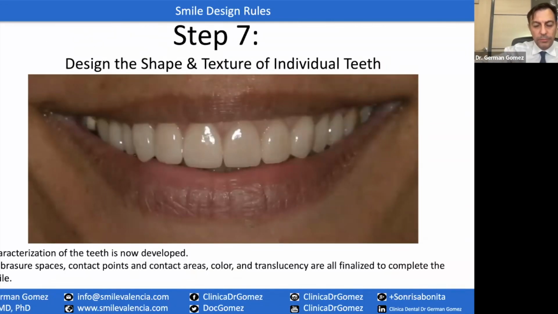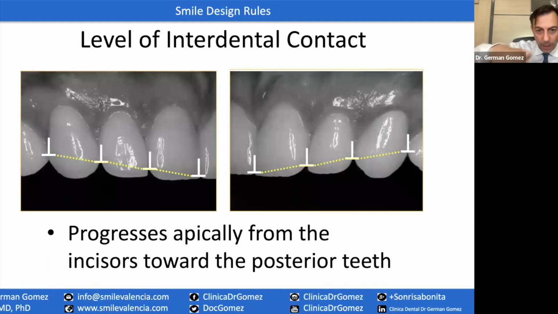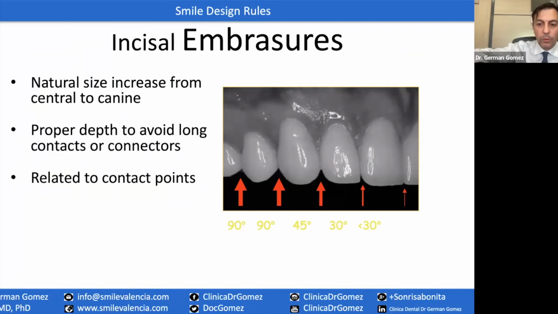Good. And then you design the shape, the texture of every individual tooth. Then the contact points of the central incisors are in the lower third part of the tooth. Between the central incisor and the lateral incisor, it goes a little bit up, and between the lateral incisor and the canine, it goes also a little bit up, more coronal. Okay, it goes up, up, up. See the contact area. That's also a rule.